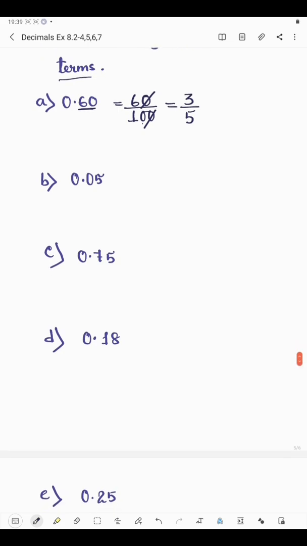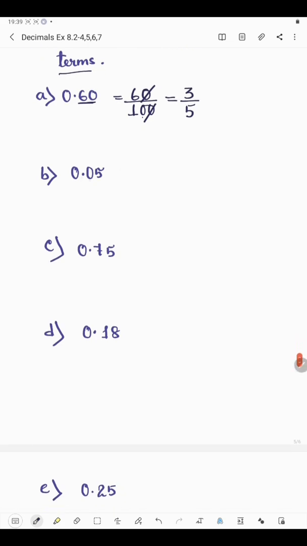In the B part we have 0.05. Now we will write this number as a fraction. So while writing the fraction, we will just remove the decimal, and if you remove the decimal, 5 will come in the numerator. And what will you get in the denominator? With 1, 2 zeros. Why? Because we have 2 digits after the decimal. That's why 2 zeros will be with 1 in the denominator.